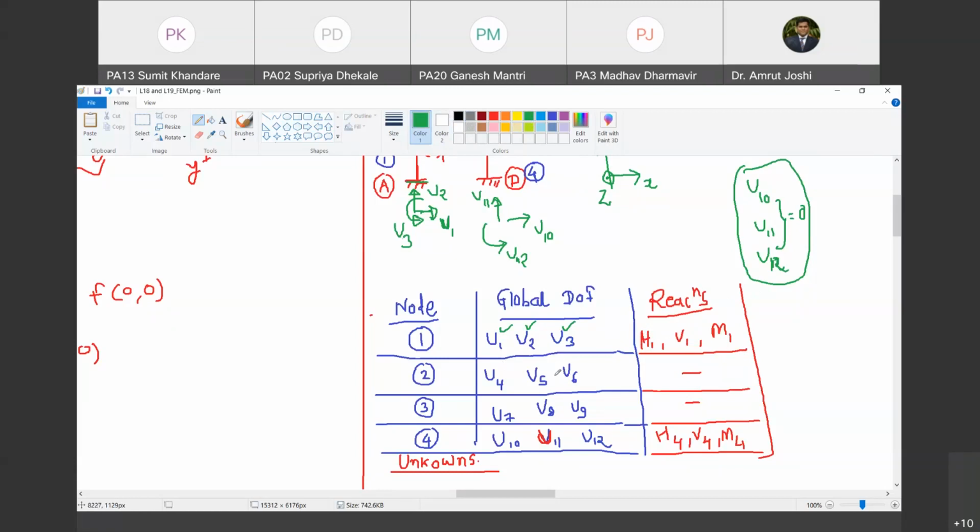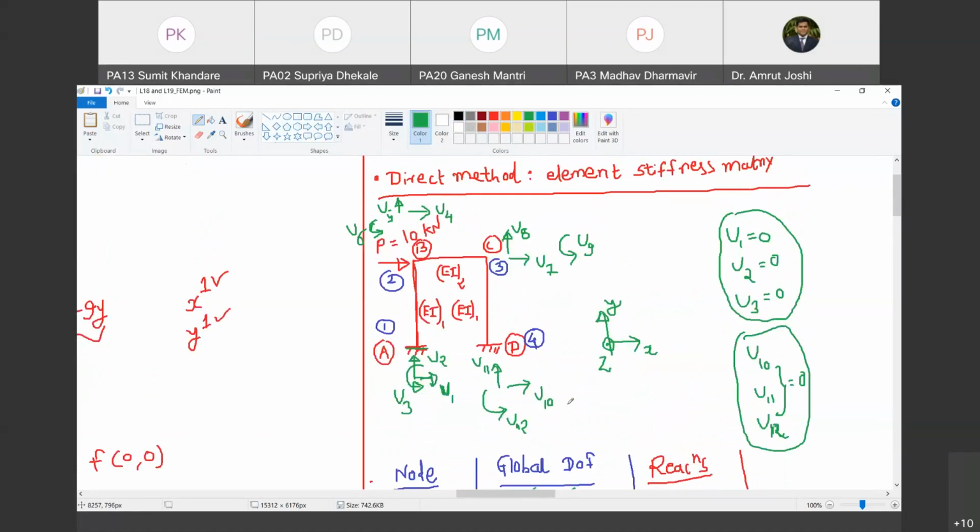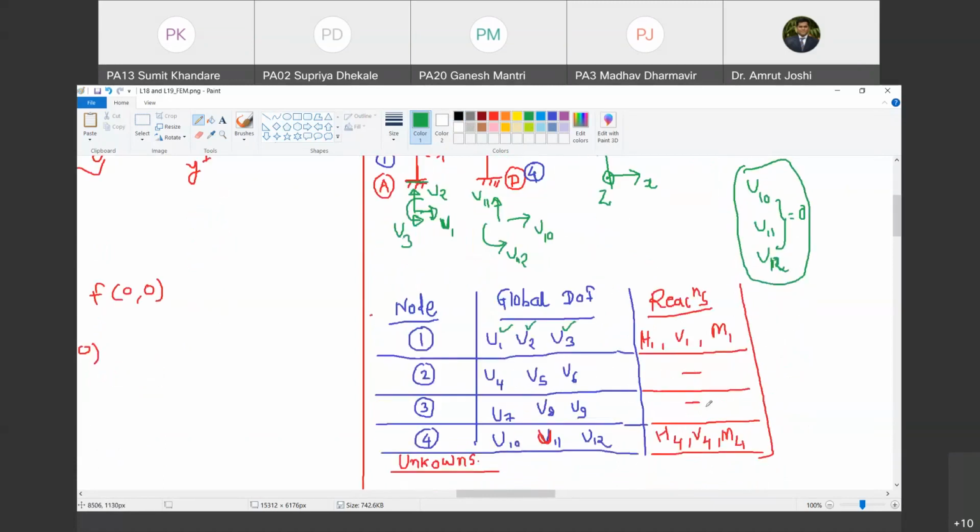Now what can you say about U4, U5, U6? Unknown quantities. What can you say about U7, U8, U9? Unknown quantities. There are no reactions there. What can you say about U10, U11, and U12? These are known quantities. And the reactions there are unknown. So the point I'm trying to make is wherever you know the displacements or rotations, there you don't have a choice of a force. Reactions will always be unknowns there.